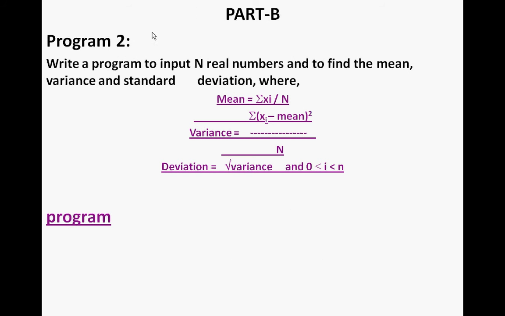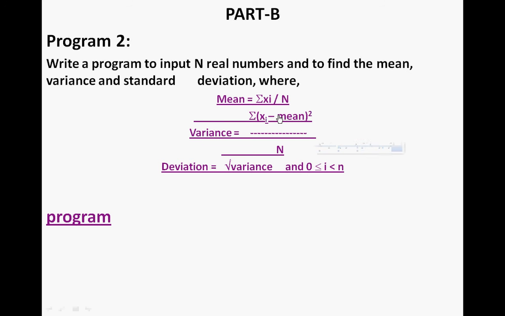In part B, program number 2 is: write a program to input n real numbers and find the mean, variance and standard deviation. The formula for mean is sigma xi by n, variance is sigma of (xi minus mean) whole square divided by n, and standard deviation is the square root of variance, where the value of i will range from 0 to n. Definitely you will be having a doubt of what you mean by deviation.